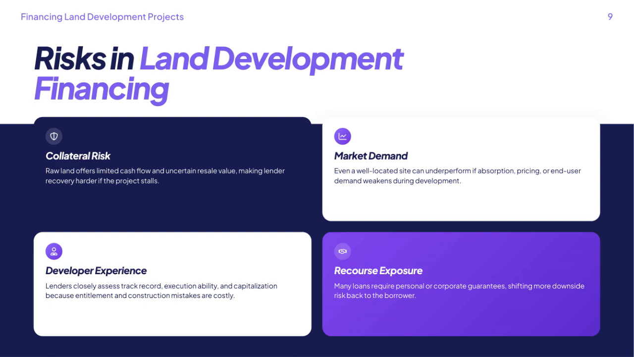First, there's the collateral risk. Raw land typically provides limited cash flow, and its resale value can be uncertain. This makes it harder for lenders to recover their investment if the project encounters delays or stalls. Next, market demand plays a crucial role. Even a site that's well located can underperform if there's a drop in absorption rates, pricing, or end-user interest during the development phase.